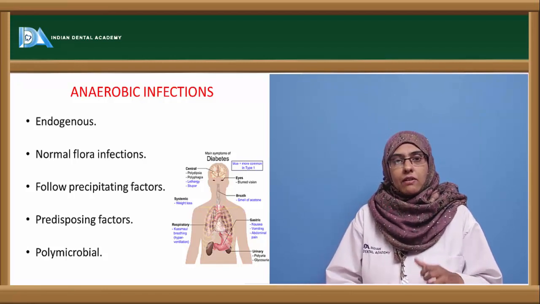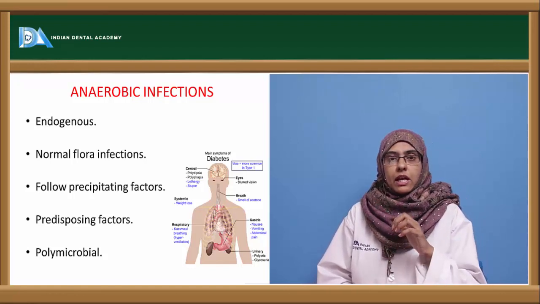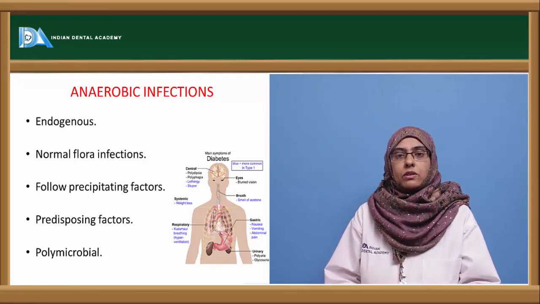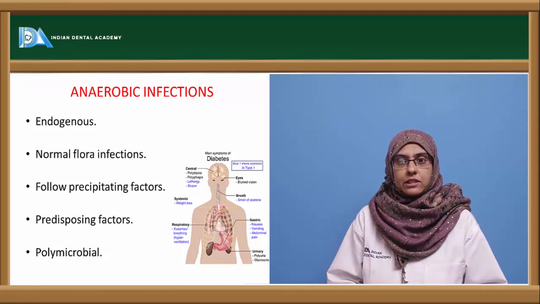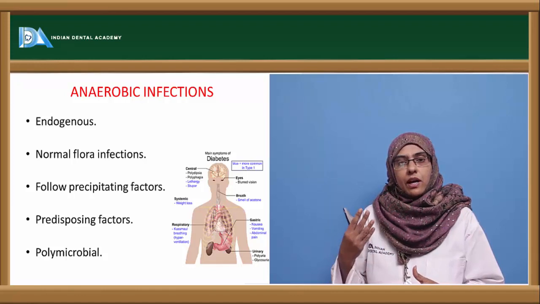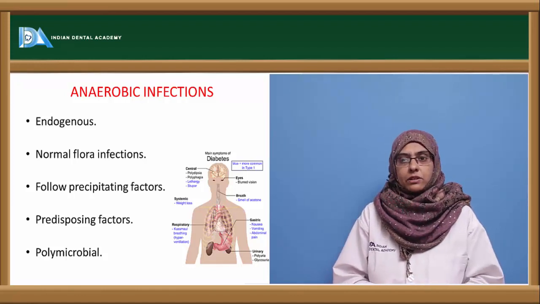Endogenous infection is when there is damage or a wound caused to an area where they usually reside, and they enter that area and cause the infection. So these infections are usually called endogenous infections, but because these organisms cannot by themselves initiate infection, they have to have a pre-established lesion in which they can enter and cause the lesion.